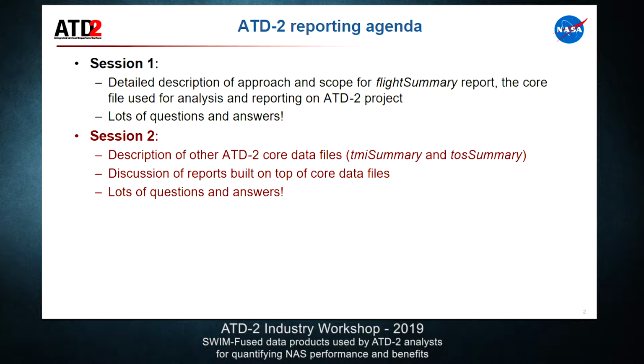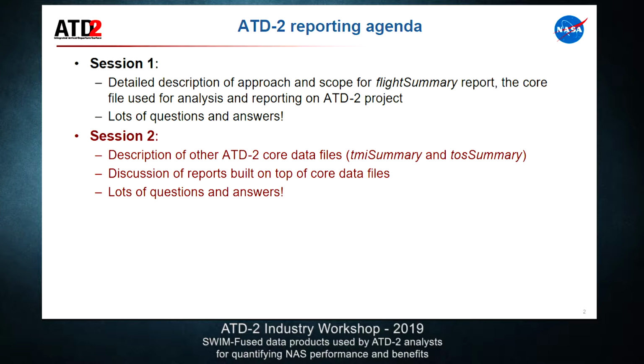So this is session 2 of our reporting track here. We're going to describe the other 2 core data files. As Jeremy said earlier, we talked about the flight summary file, which takes a flight-specific view. So when you open the flight summary file in Excel, for example, one row is one flight, and every column is a different metric for that flight.